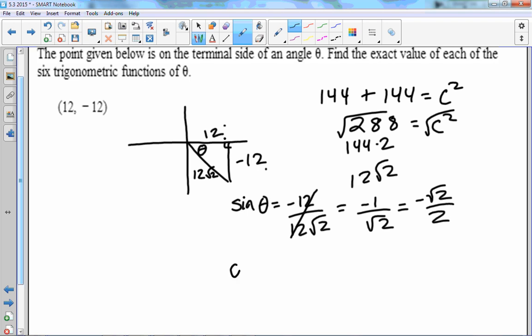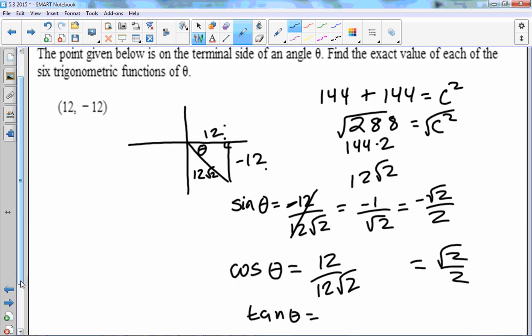All right, now cosine. Cosine is adjacent over hypotenuse, so this would be 12 over 12 square roots of 2. Now notice the pattern, especially in this problem. The only difference in the sine and the cosine is the sine was negative. So it's going to be the same thing as the sine one, except it's going to be positive. So that would just be square root of 2 over 2. Now, tangent.